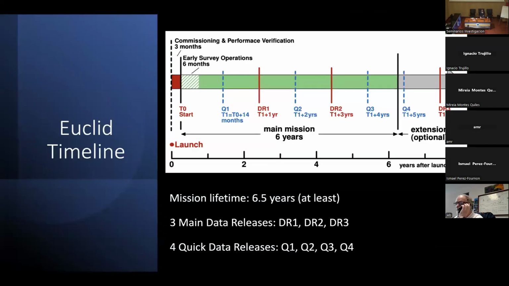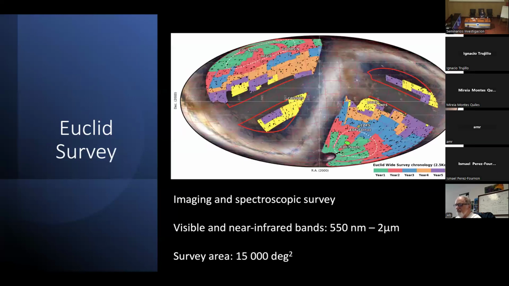And what is the Euclid timeline? Euclid has been up there less than a year, and the mission lifetime will be at least 6 years and a half. Now we start to have data that we can use for research. There will be 3 main data releases, each one with a quick data release before, just to sharpen our analysis tools before the main data release.